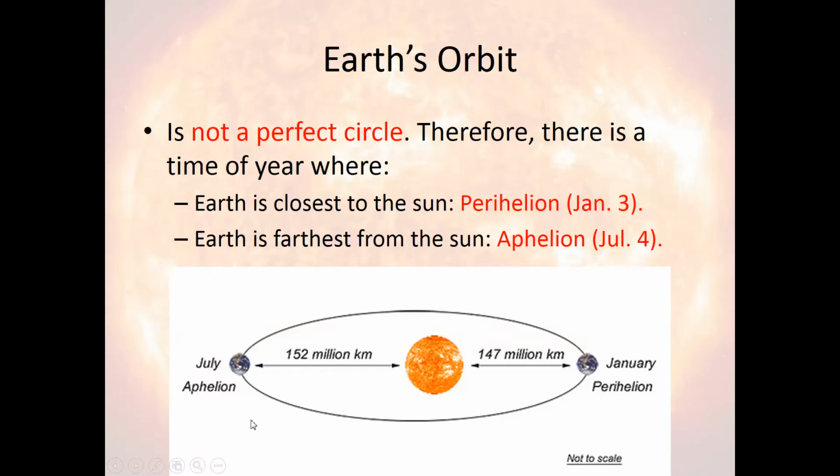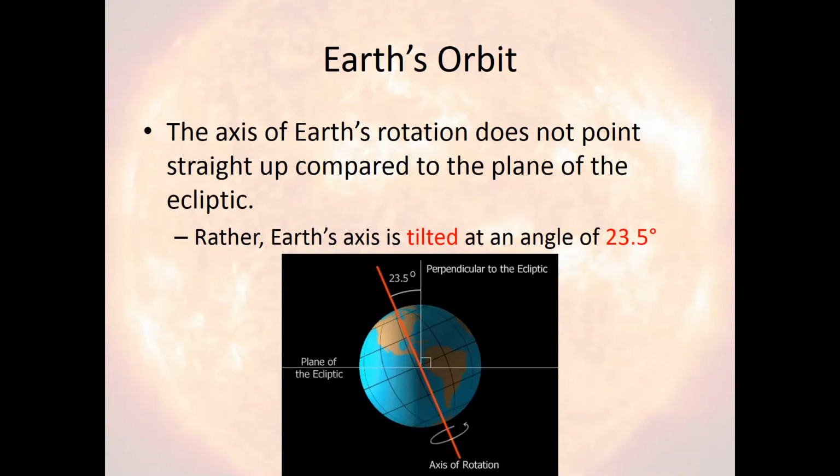Now these days do shift with what are called the Milankovitch cycles. We'll talk about those Milankovitch cycles when we get into climate change, towards the end of the course. But now let's talk about the elephant in the room. What's the real reason why Earth has seasons? Well, it all has to do with the fact that the Earth's axis does not stand straight up relative to the plane of the ecliptic. So think about it.